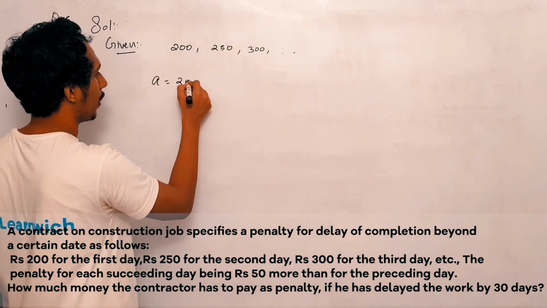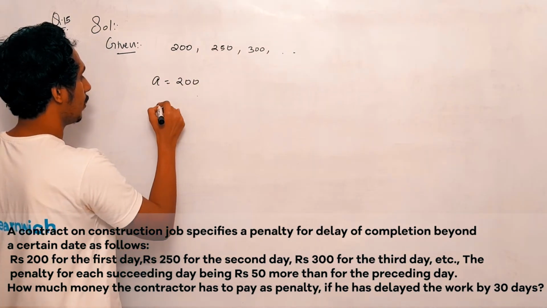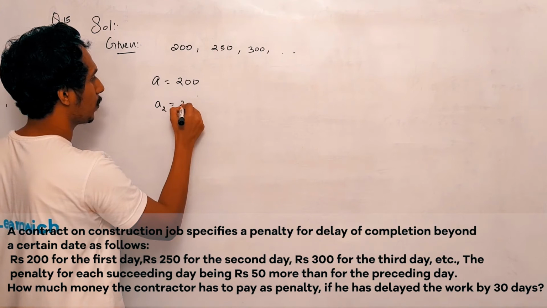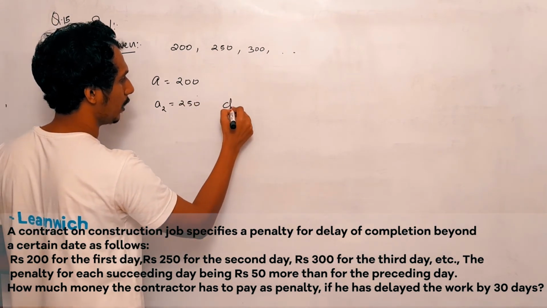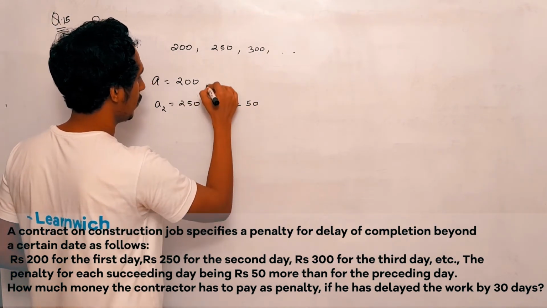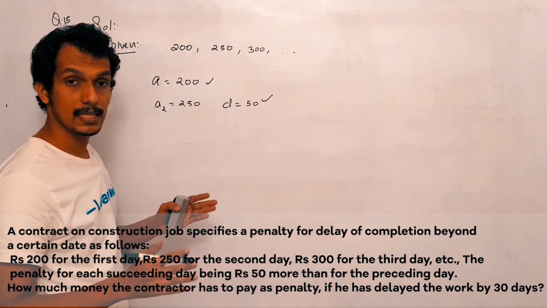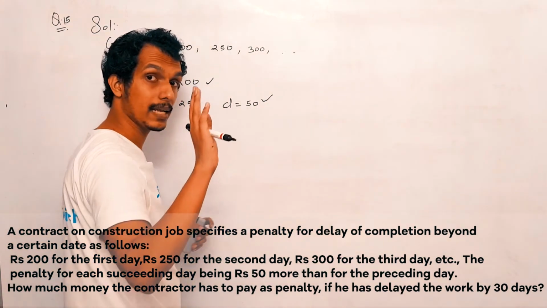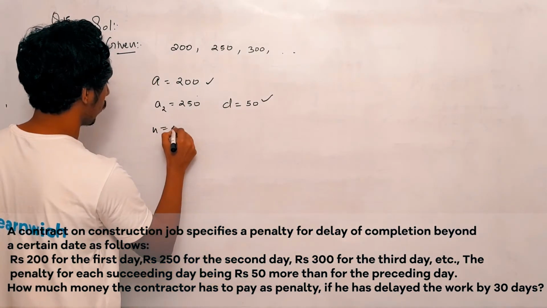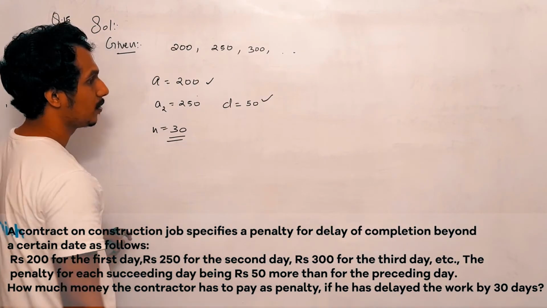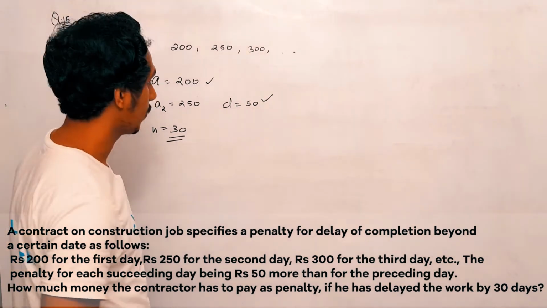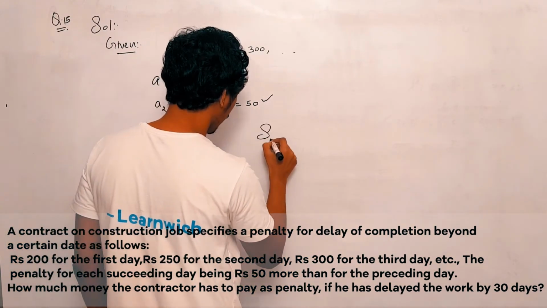A is equal to 200. A2 is equal to 250, so D will be 50. Now, how many days has he delayed? He has delayed the work by 30 days, so N is equal to 30. So what is the total sum he has to pay? That's the question. I think he has to pay a lot of money.